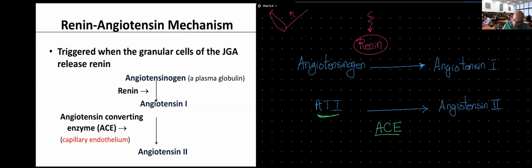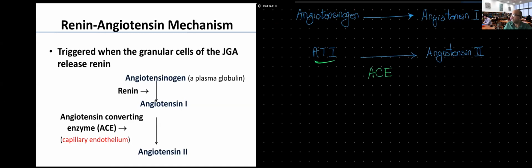Again, what enzyme do I need in here in order to allow the conversion of angiotensin 1 into angiotensin 2? I need angiotensin converting enzyme, or ACE. And again, where is the angiotensin converting enzyme going to be located? It's going to be located in the capillary endothelium.